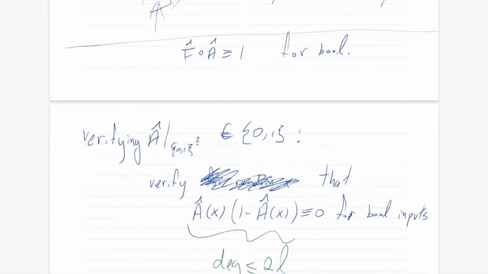And then we use the helper polynomials to check that the two values are equal at x. And for this to be true with high probability, it must be that this polynomial is actually equal to the sum of xi times 1 minus xi times the helper polynomials. And this means by the Nullstellensatz that this polynomial is identically 0 on Boolean inputs.